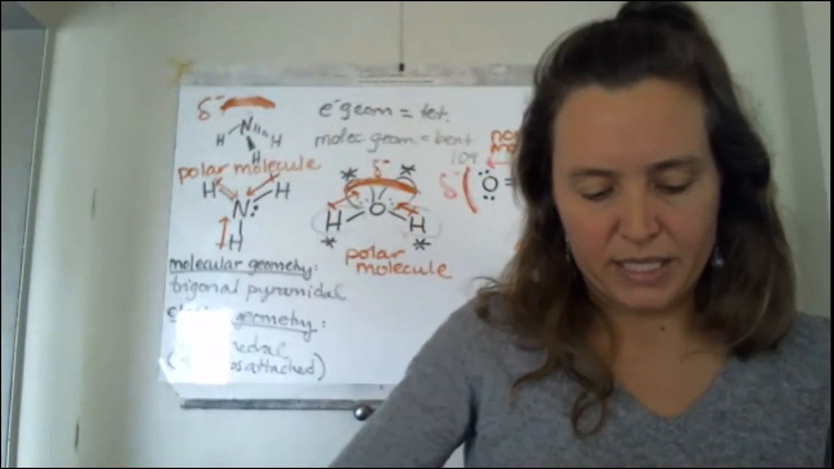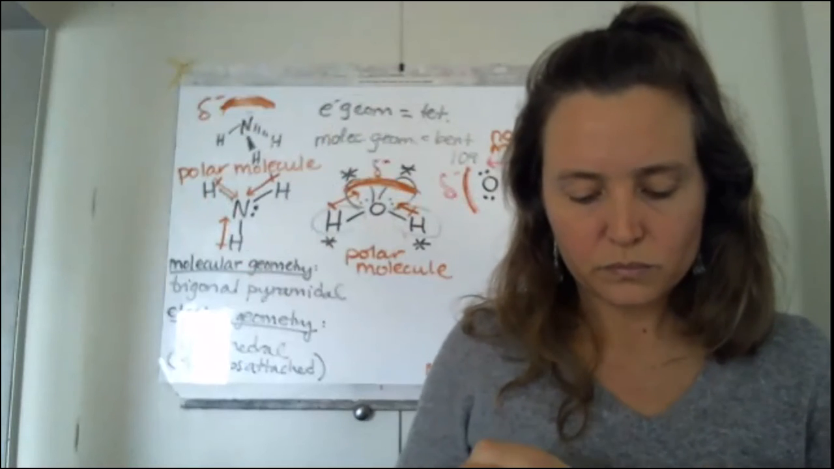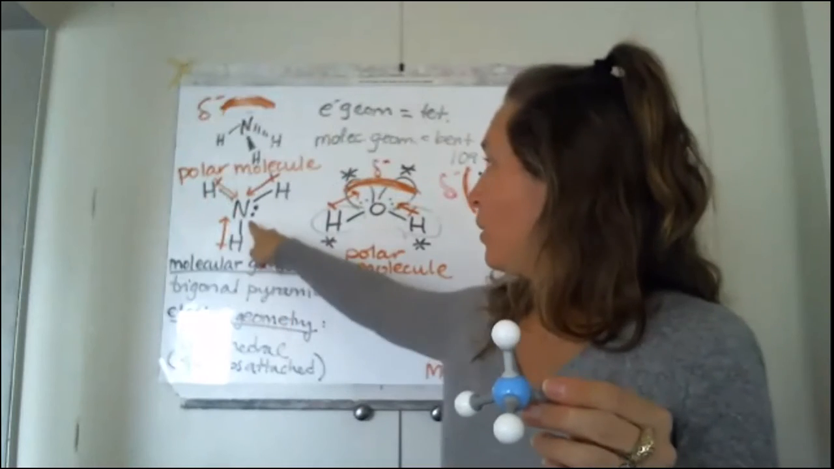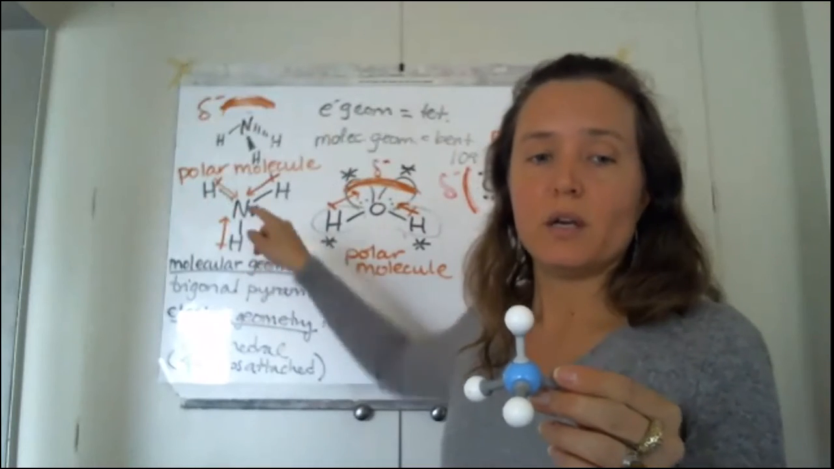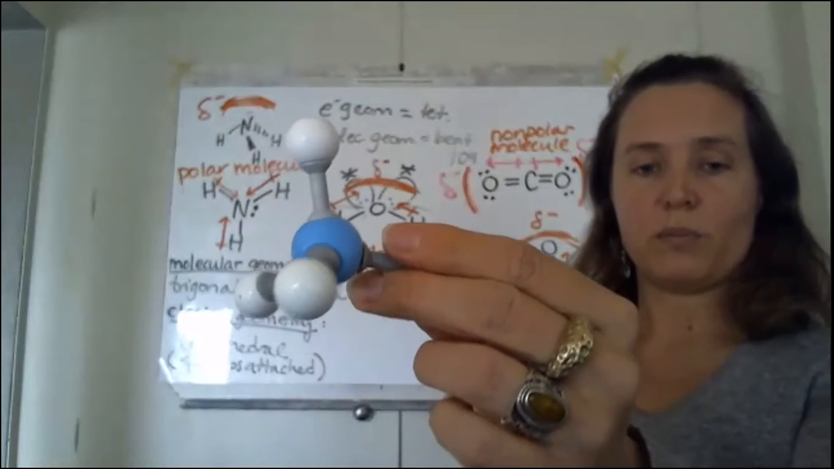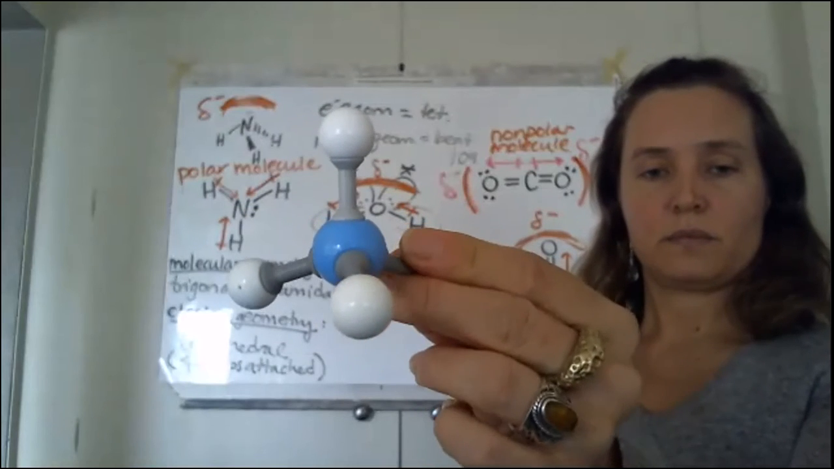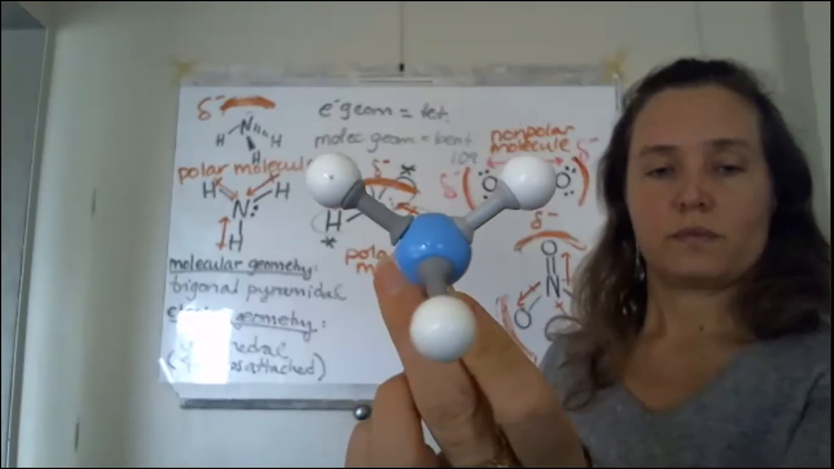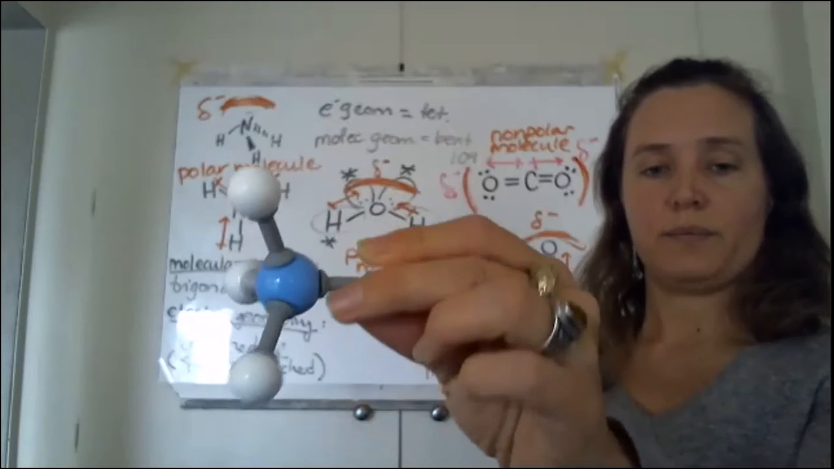And when that happens, so this was trigonal pyramidal for NH3, what is the molecular geometry for NH4+? That would be tetrahedral. Exactly.